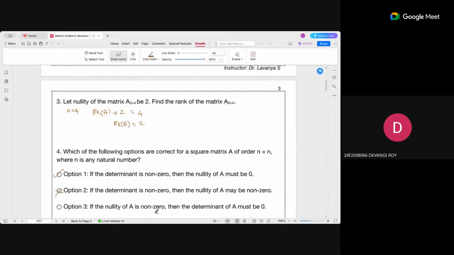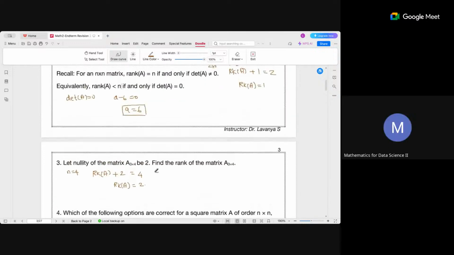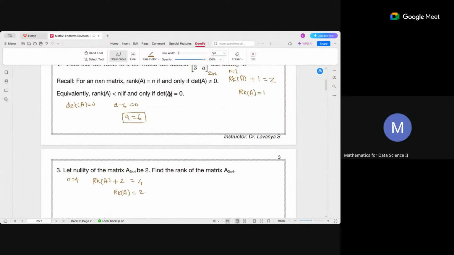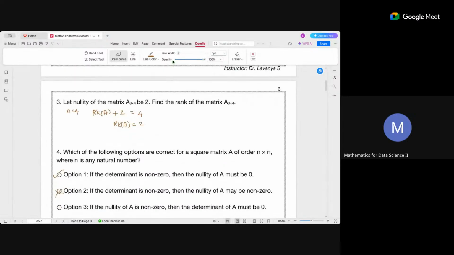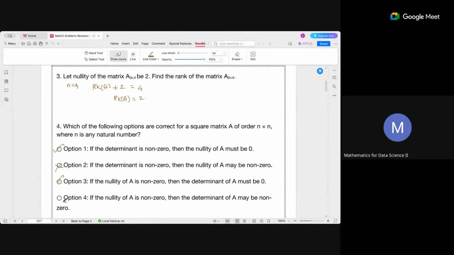If the determinant is non-zero, nullity of A may be non-zero: definitely incorrect. If the nullity of A is non-zero, then the determinant of A must be 0. True, right? Because if the nullity is non-zero, it means your rank is strictly less than n, so we have the determinant to be 0. And if the nullity of A is non-zero, determinant may be non-zero is incorrect. False.